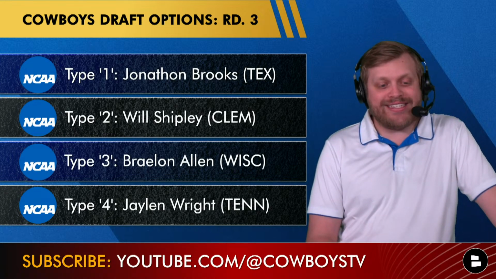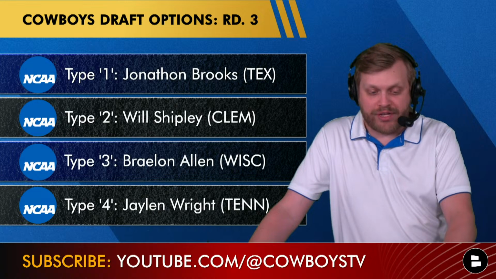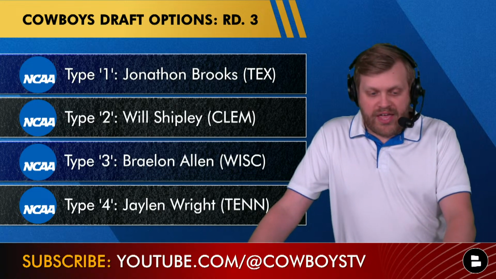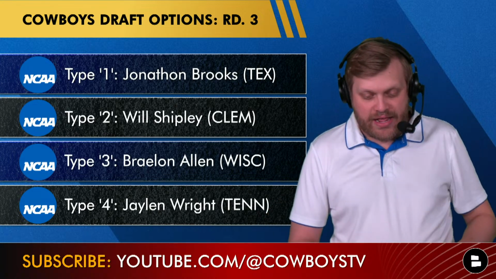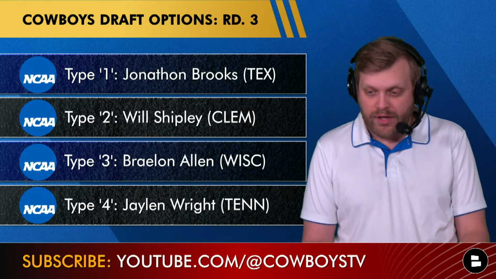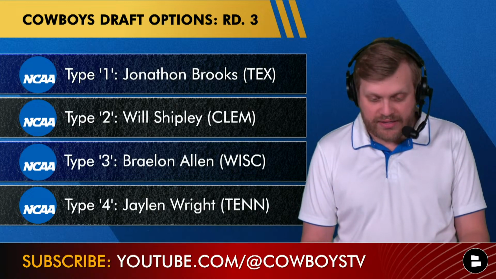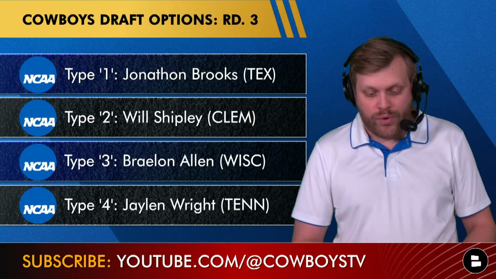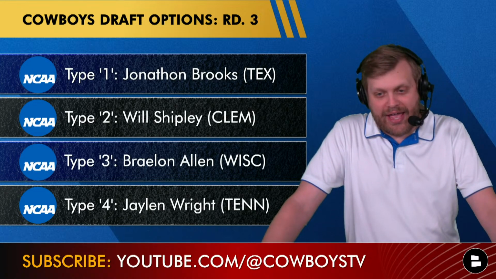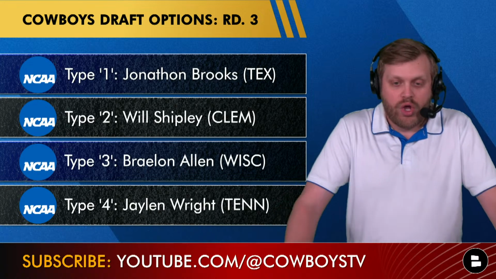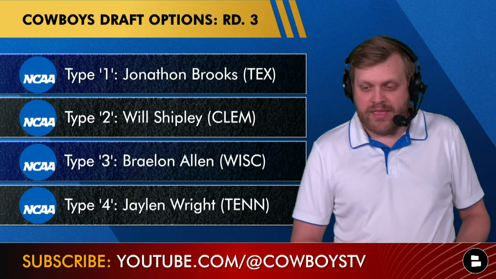We will put 30 seconds here because the only way that Jonathan Brooks isn't going to win this election is if a super chat comes in, because he is running away with 80 votes at the moment. Will Shipley has 5 votes at the moment. Braylon Allen has 35 votes. And Jalen Wright, even with the super chat boost, comes in at 31 votes. So it is a runaway at this moment for Jonathan Brooks. We will end the voting here. Congrats to Jonathan Brooks for being the Cowboys' third-round pick.